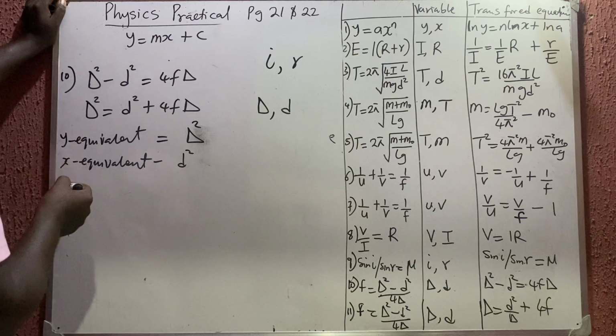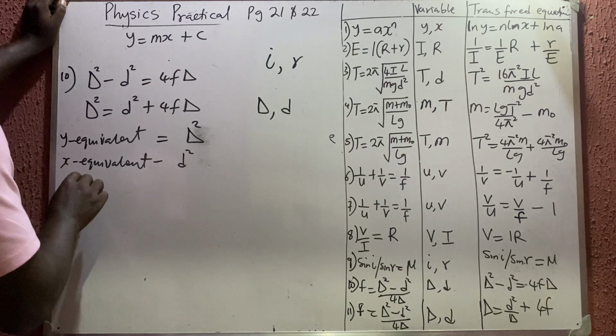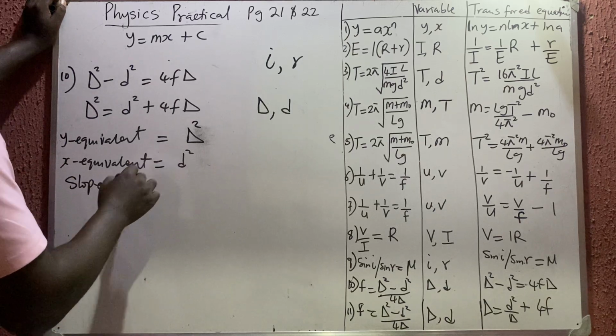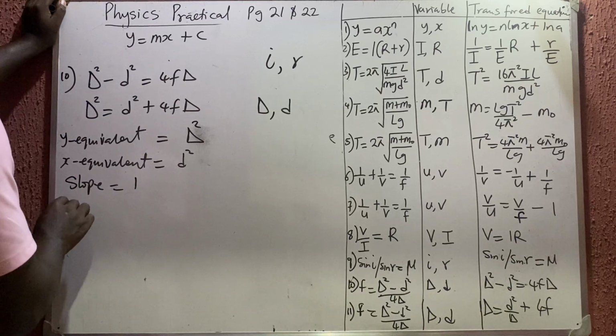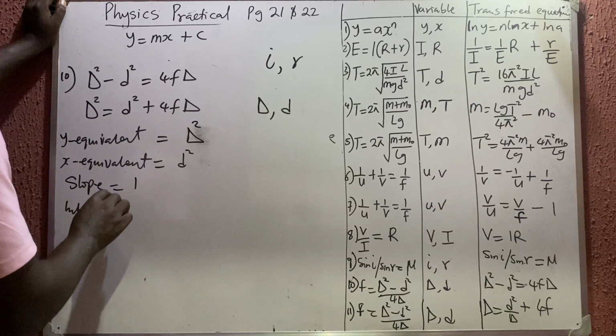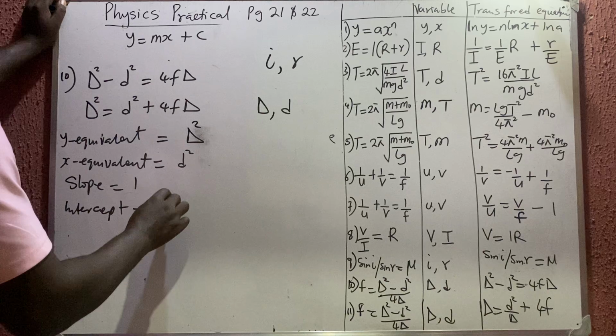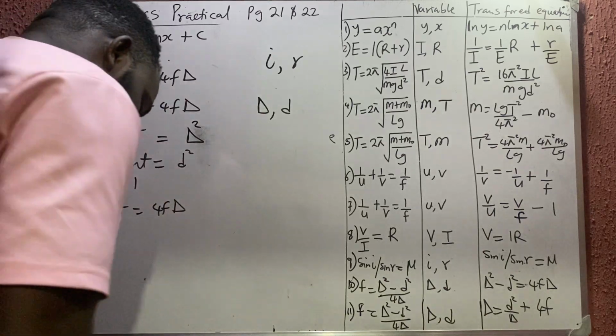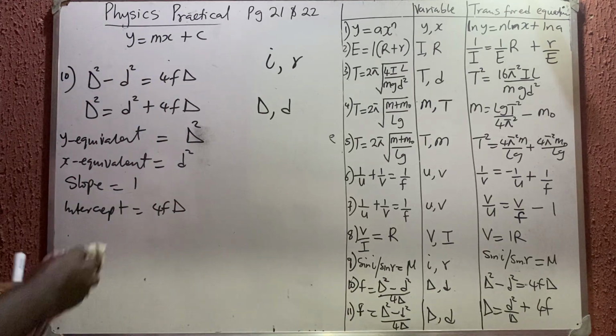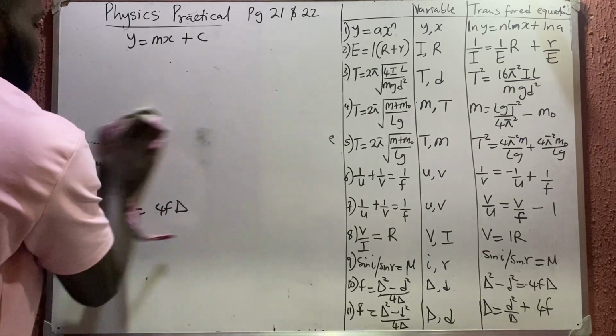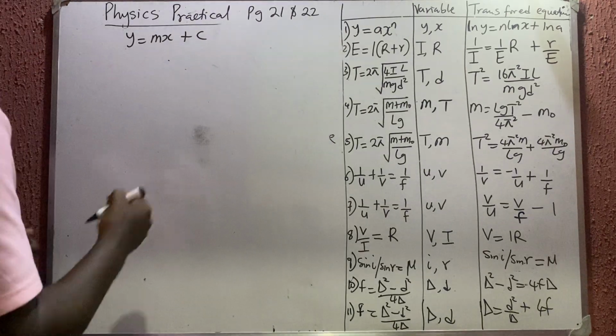So what else? Our slope is the coefficient of the d squared, which is 1. And our intercept is 4fd. That is our intercept. So we move over to the last but not the least. That is question number 11.